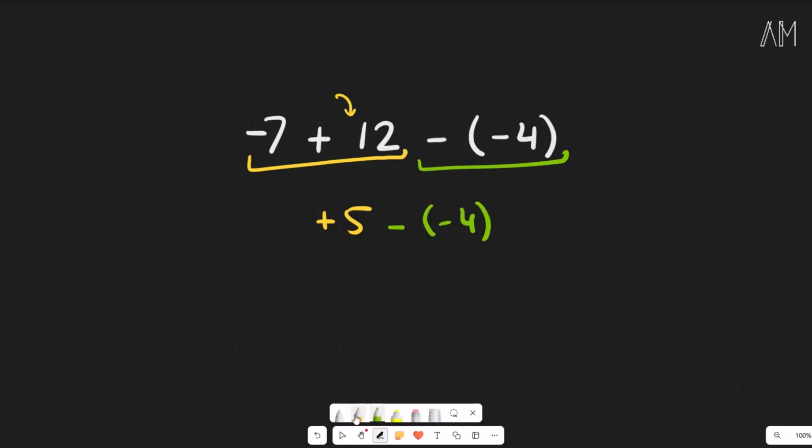And here we have subtraction, so let's apply keep, change, change. It will become positive 5 plus positive 4, and in this case will be equal to positive 9. And that's how we do it.